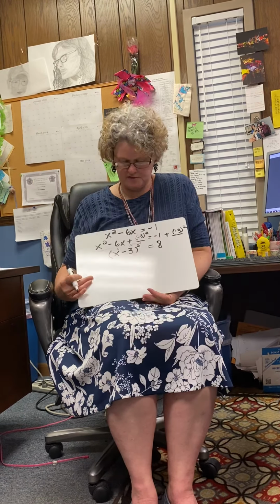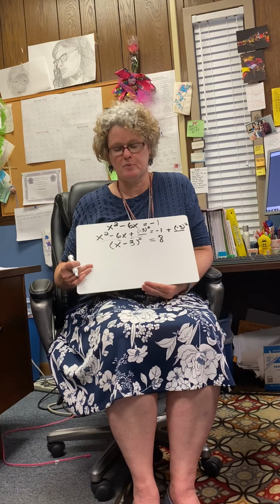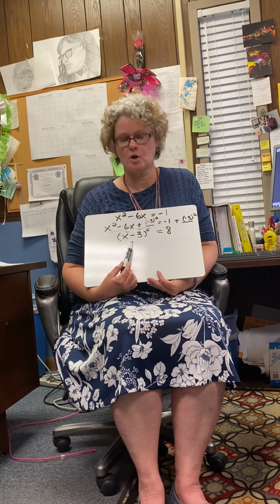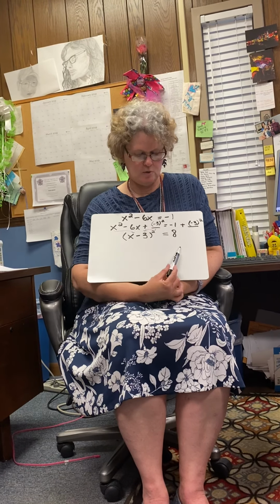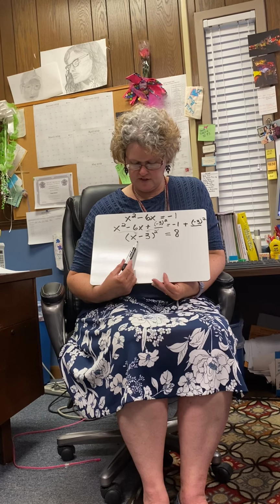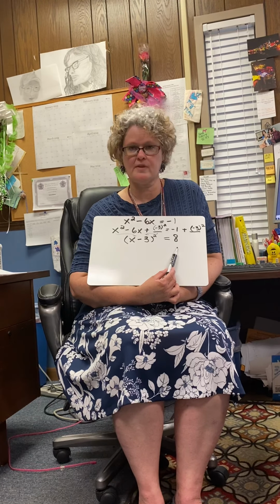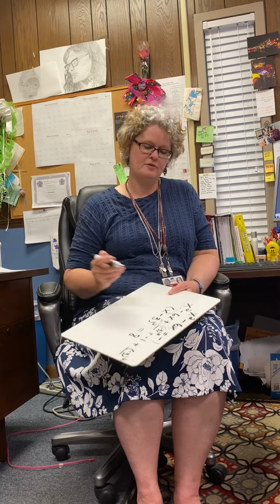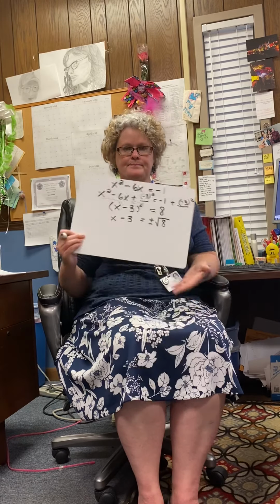All right. And so now we can continue solving this problem by using the square root property. So the square root property says that if I have a term that's squared equal to a constant, then this term is equal to the positive or the negative of the square root of this constant. So therefore, x minus 3 is equal to the positive or the negative of the square root of 8.